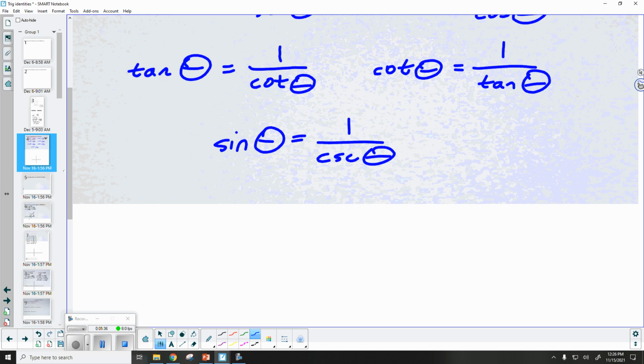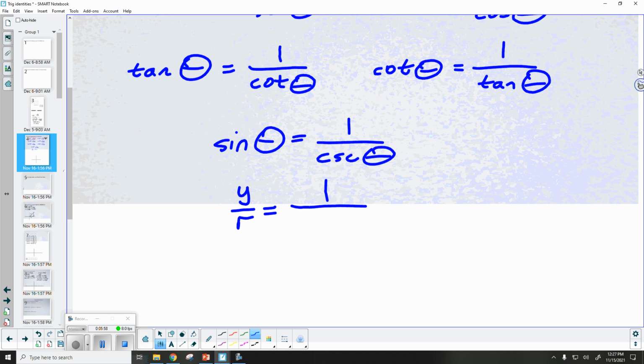Now, we already know at this point that the trig functions, we can rewrite them as ratios involving x, y, and r. So to go ahead and prove this identity, we're going to replace the trig function with its ratio. What is sine's ratio? It's y over r. So I'm going to say sine of theta, y over r, is equal to 1 over cosecant of theta.